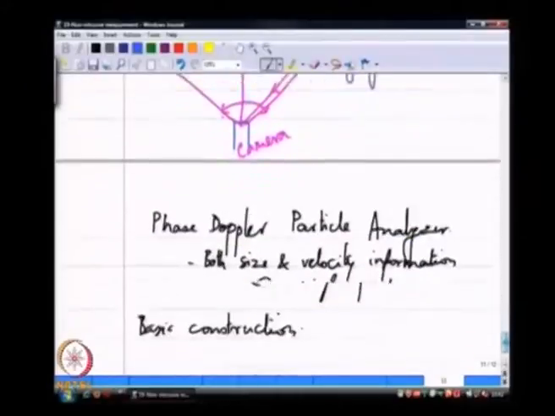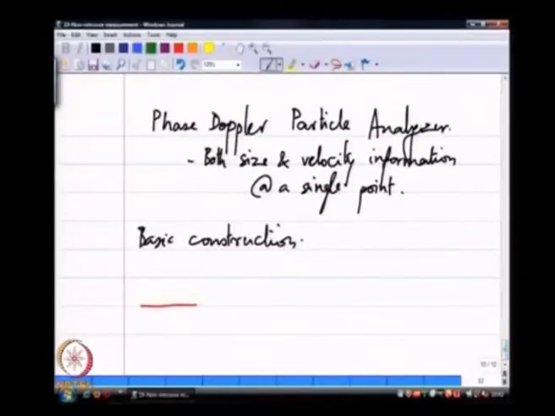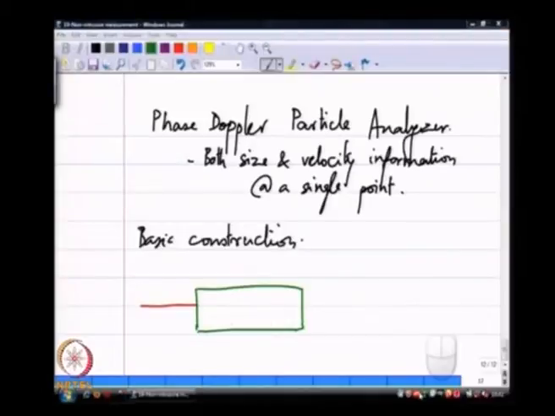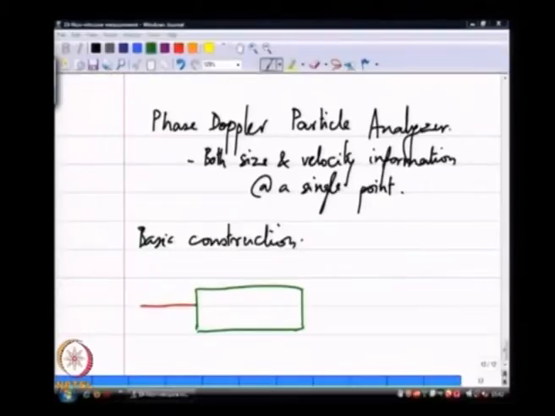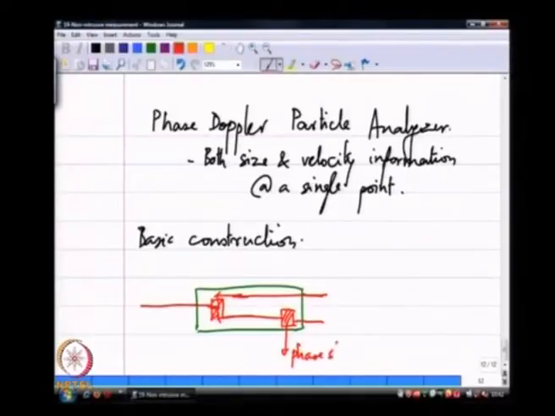Okay, the same applies to the PDPA here. So, I take a laser of a certain intensity. There is a construction involving beam splitters and mirrors inside here, which is not really important, but essentially I create two laser beams. And in the path of one of the beams there is a phase shifter. Okay, this is often called a Bragg cell.